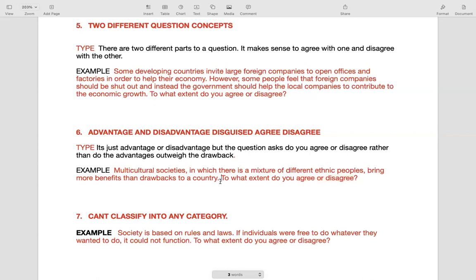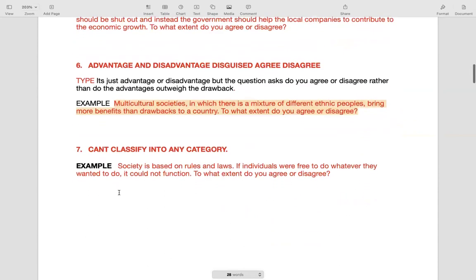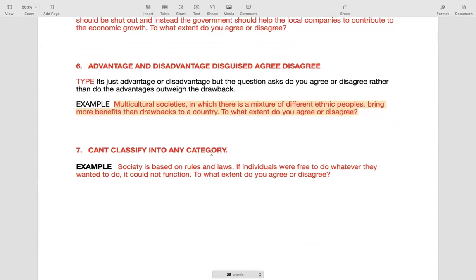But here they're going to say multicultural societies have more benefits, and then they are going to ask you, do you agree or disagree? So it's just an advantage, disadvantage essay. It's disguised in the form of an advantage, disadvantage, agree, disagree essay. The attempting process will be the same. We'll treat it like an advantage, disadvantage essay only. No difference. Okay. And the last essay would be, you can't classify it into any category. And there are questions like that.